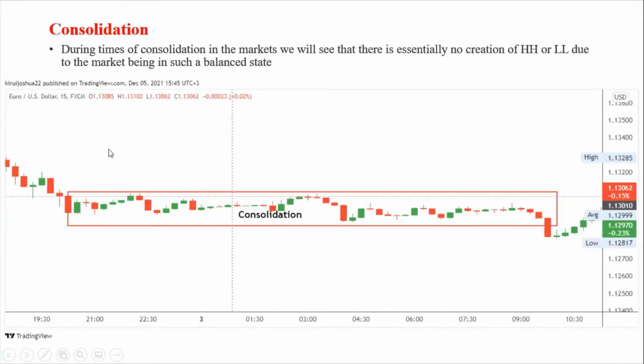Once we look at the consolidation, we can still look at the market structure. During the time of consolidation in the market structure, we will see there are essentially no higher highs or lower lows, due to the market being in a balanced state.